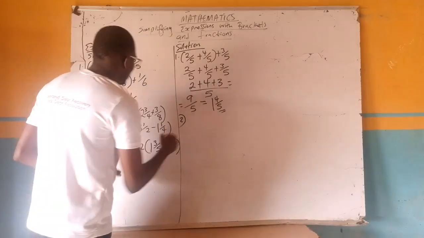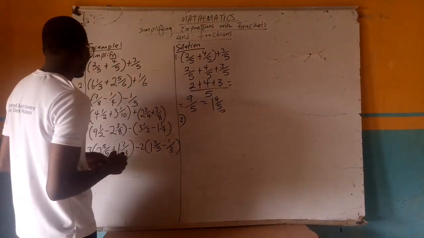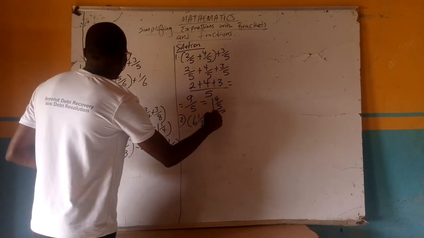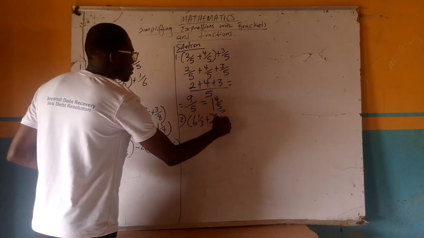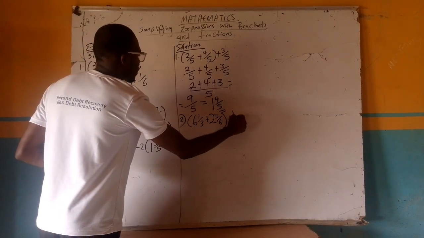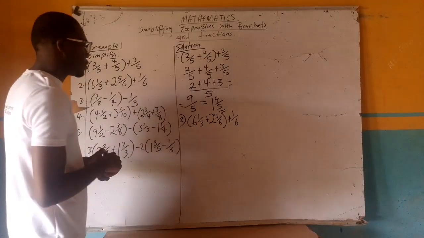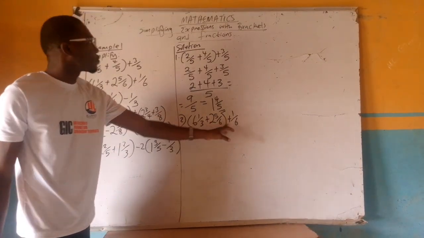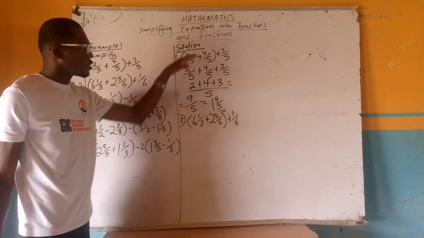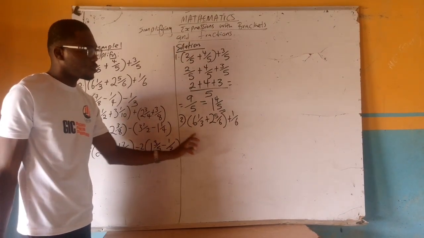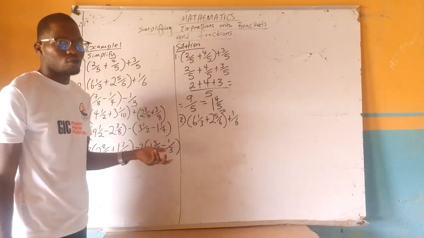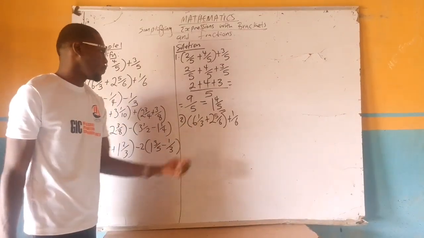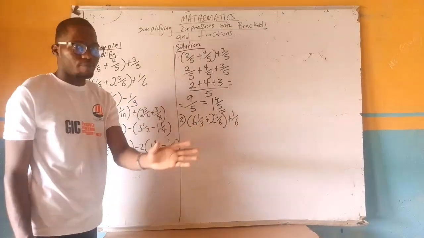So let's go to question 2. Now for question 2, we have 6 whole number 1 over 3 plus 2 whole number 5 over 6, in brackets, plus 1 over 6. If we want to add this, it's not very difficult. Like I said, we have addition. The only thing that is different is that we have to convert this to improper fractions. Or we can also solve by adding the whole numbers together, then you solve the fractions separately.